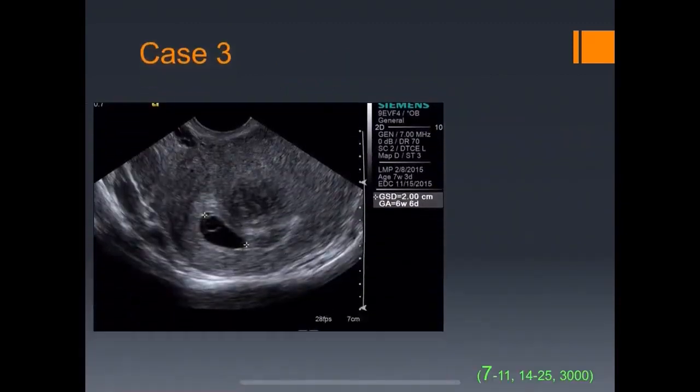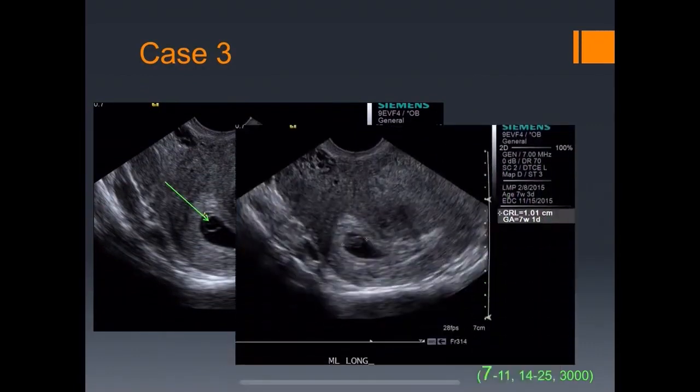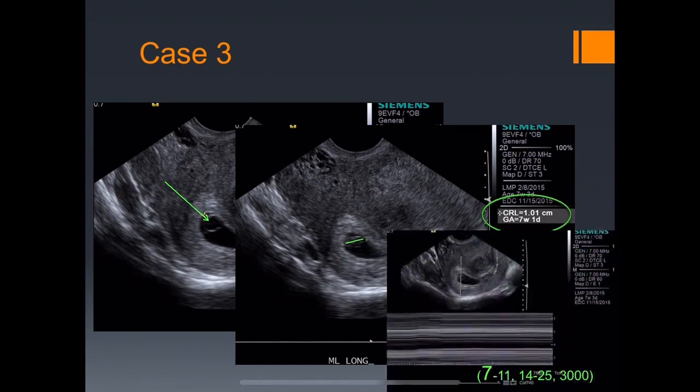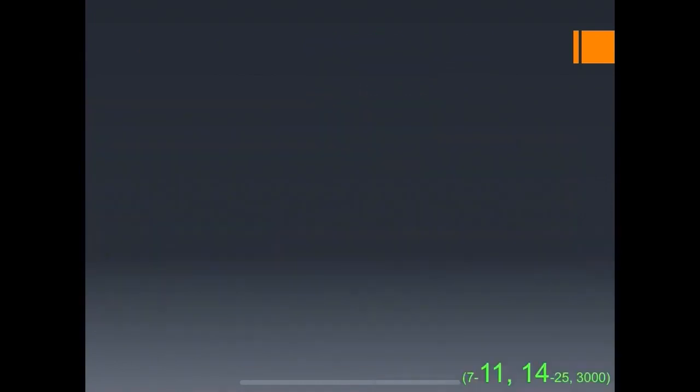Case number 3, we have an intrauterine gestation with a yolk sac. We do have a fetal pole. It measures 10 millimeters, however, no heart rate. So this takes us to our first of the important numbers at the bottom of the screen, number 7. So this turns out to be non-viable in that if you see a crown rump length of 7 or more millimeters, however, no fetal heart rate, it's a non-viable pregnancy.